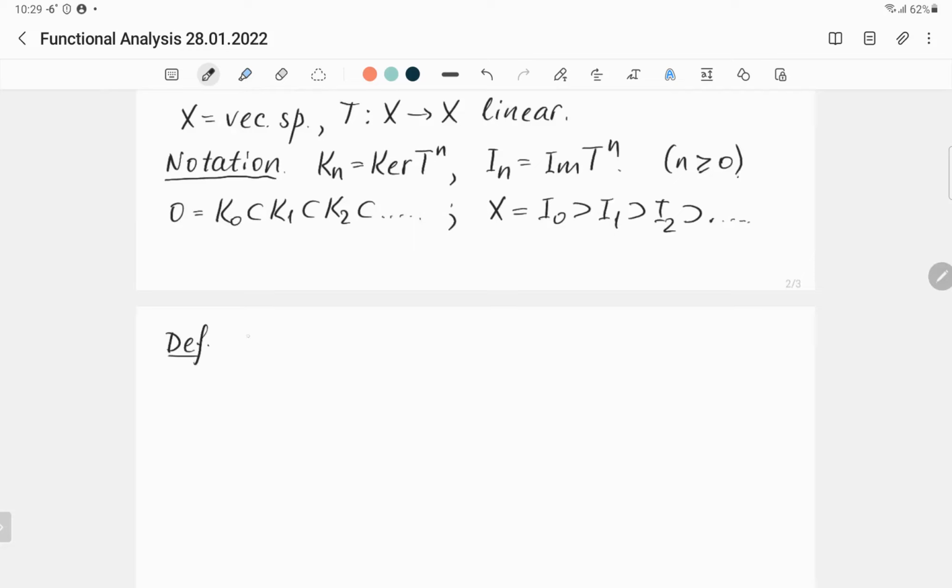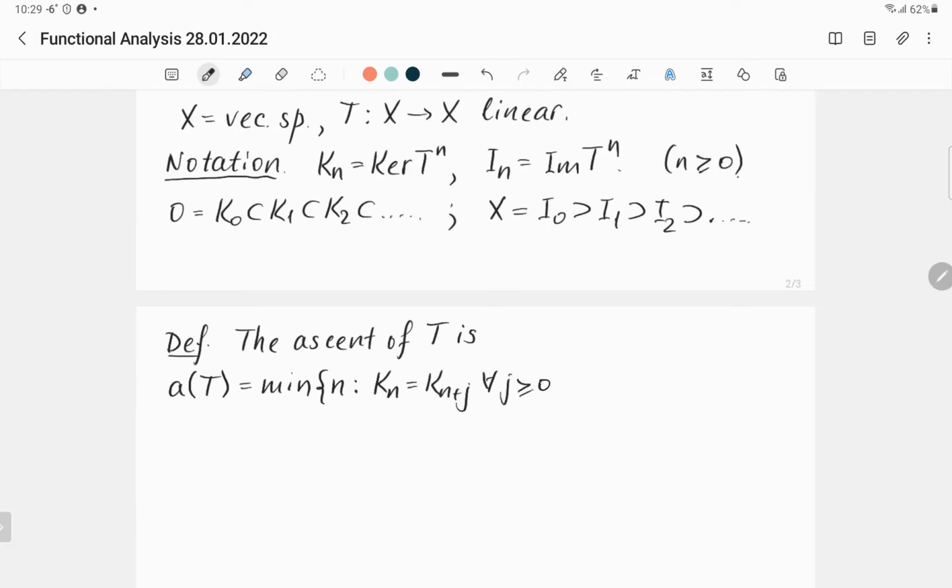So we define the ascent of T to be the following number. This is the minimum integer n such that Kn equals Kn plus j for each non-negative j. And if there is no such n, if the first chain doesn't stabilize, then we say that the ascent is equal to infinity.